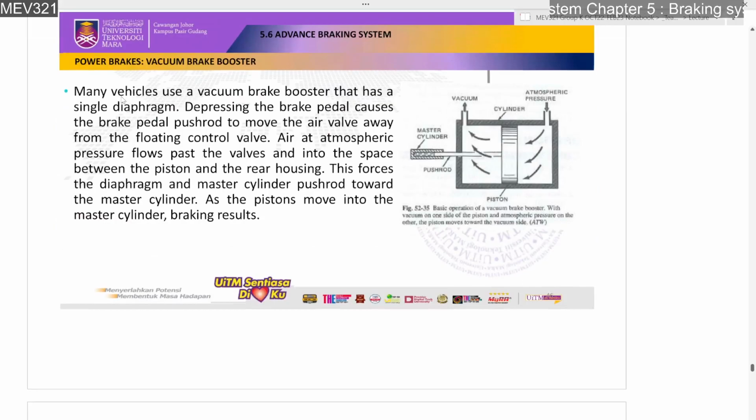Okay, many vehicles use a vacuum brake booster that has a single diaphragm. Depressing the brake pedal causes the brake pedal push rod to move the air valve away from the floating control valve. Air at atmospheric pressure flows past the valve and into the space between the piston and rear housing. This forces the diaphragm and master cylinder push rod toward the master cylinder. As the piston moves into the master cylinder, braking results.